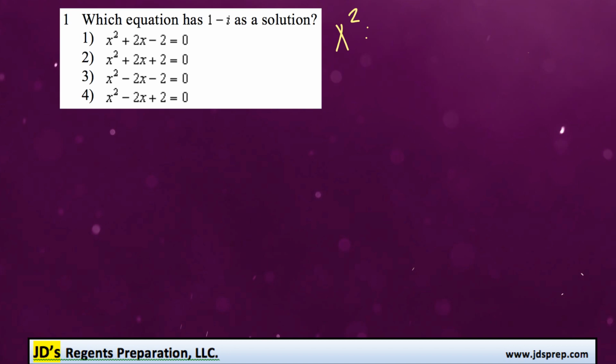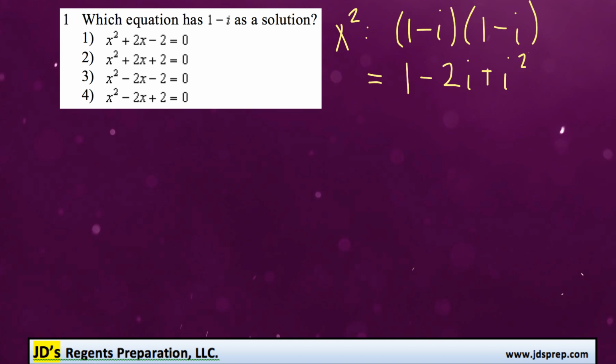So x squared, we can figure out what that is by taking 1 minus i and squaring it. If we expand that, we would get 1 minus 2i plus i squared. Well, i squared is the same thing as negative 1, so 1 plus negative 1 would be 0. So all we'd be left with is negative 2i. So no matter what, x squared is going to equal negative 2i.